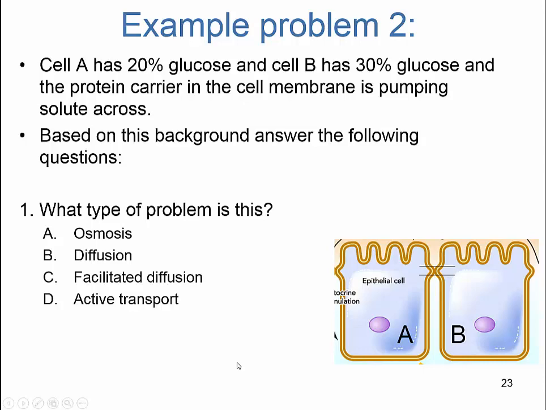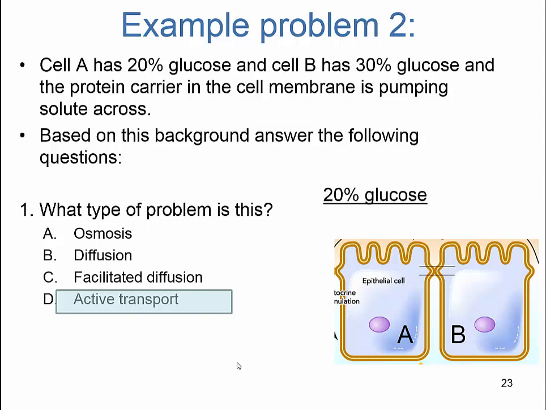So here's example problem 2. In example problem 2, there's cell A and cell B. Cell A has 20% glucose, cell B has 30% glucose. And there is a protein carrier facilitating and pumping the solute across. So what is the solute? The solute is glucose, and so the movement of glucose with energy is then an active transport, because that is the solute.